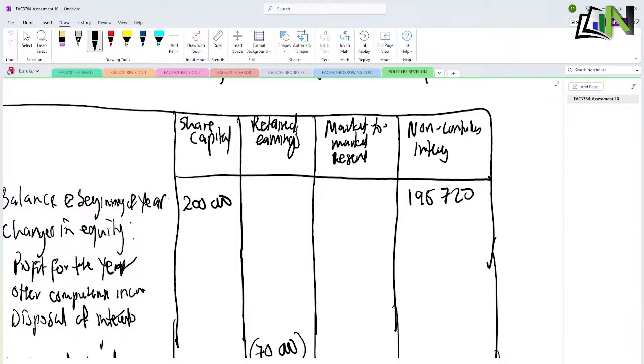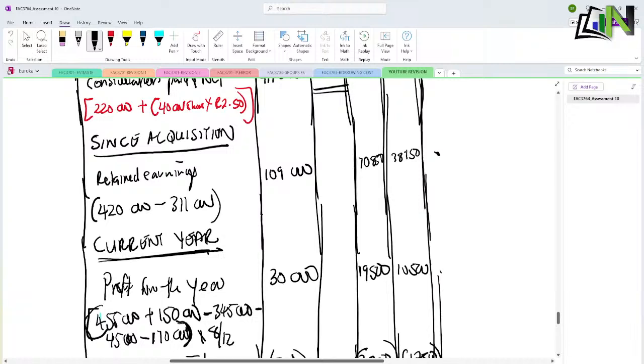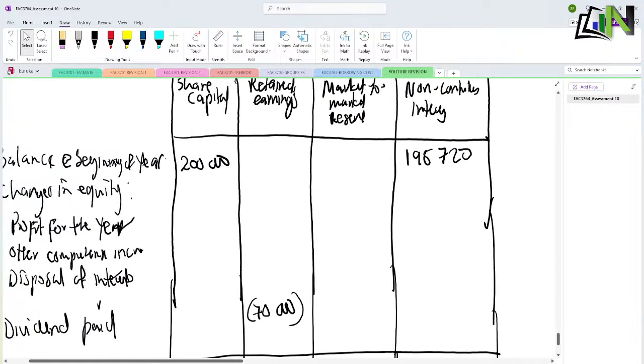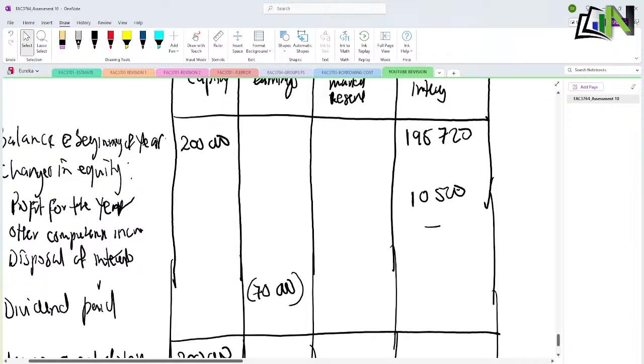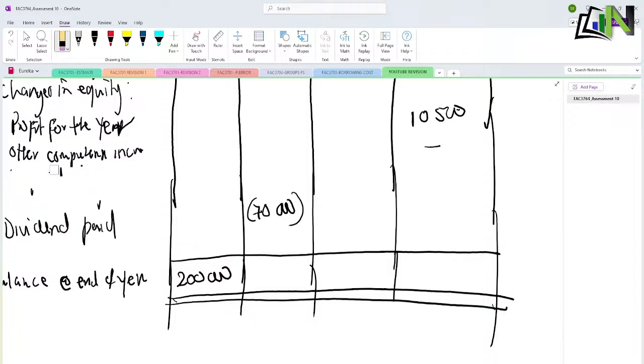Right. Then the profits, we also go and take the profits. Profit for the year for the NCI is 10,500. Other comprehensive income doesn't affect them. Then they had dividends. Okay, actually this was supposed to come here because the dividends come before we close. So let me just move this here. This is actually closing, so I'll put it here. Disposal of interest.